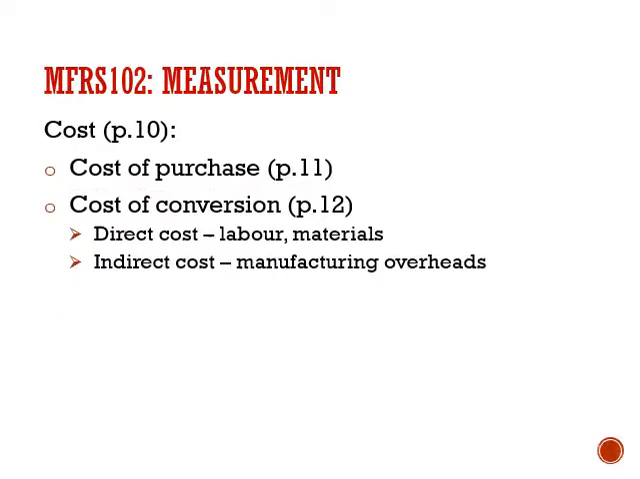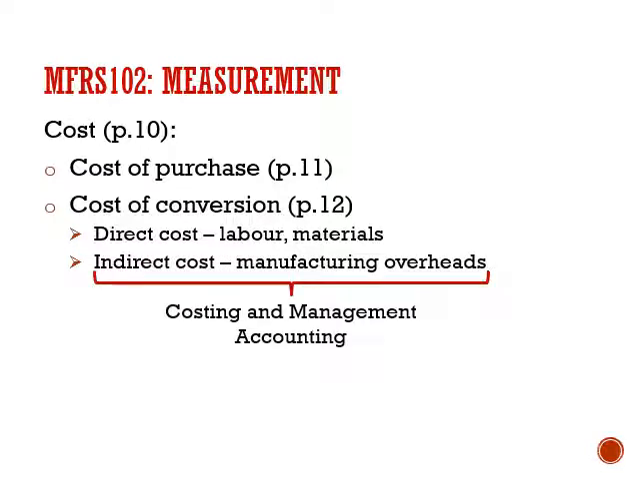For cost of conversion, paragraph 12 explains about it, where it shall include direct costs and indirect costs. These are typical groups of costs that are incurred to convert raw materials into finished goods that can be sold. You will learn the details of this in your costing and management accounting courses.